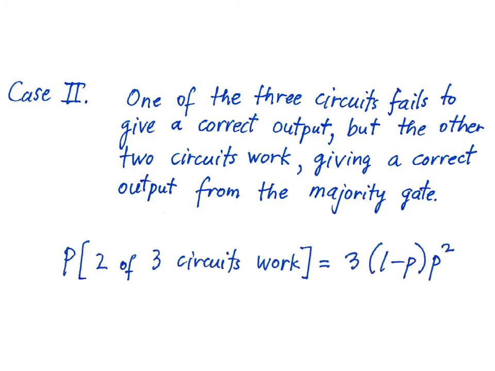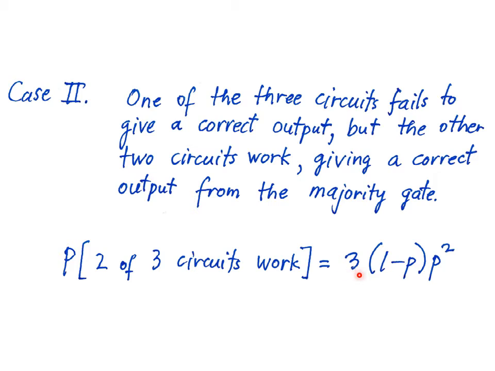The probability of 2 out of 3 circuits working is 3 times (1 minus P) times P squared. Now the way this was obtained is 2 of the 3 circuits work, 1 has failed. So that's where we get this part of the expression. 1 minus P is a probability of 1 failure. P squared is the probability of 2 successes.